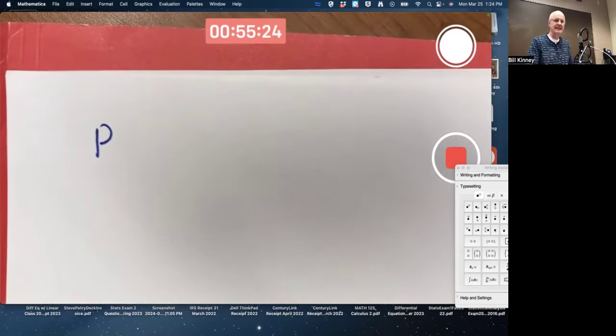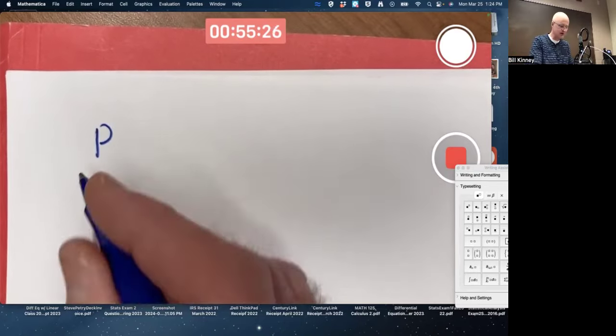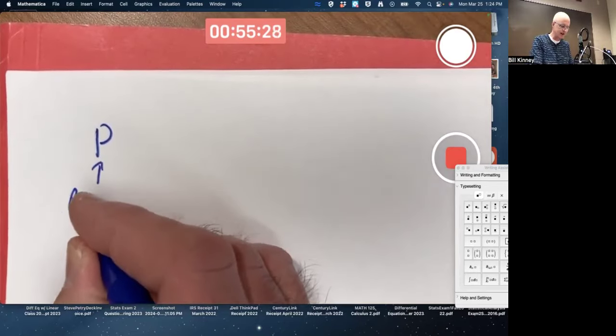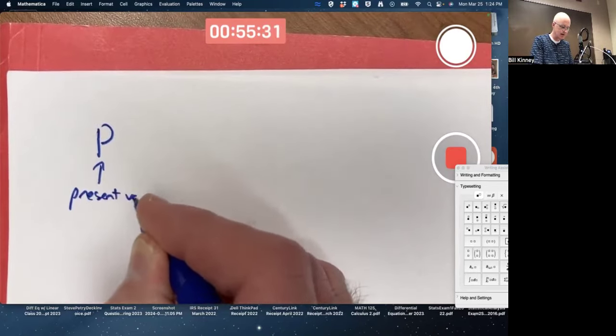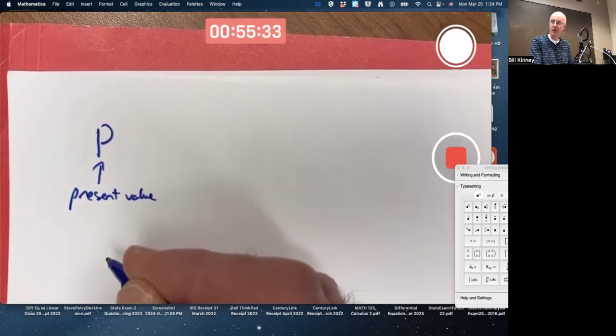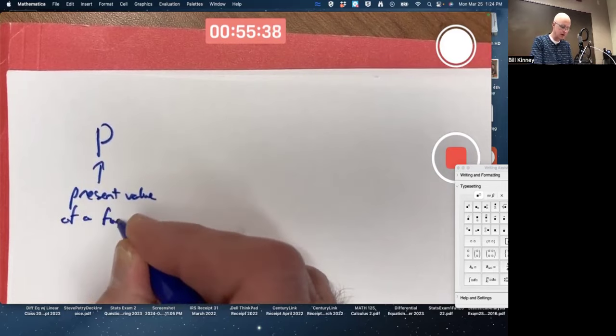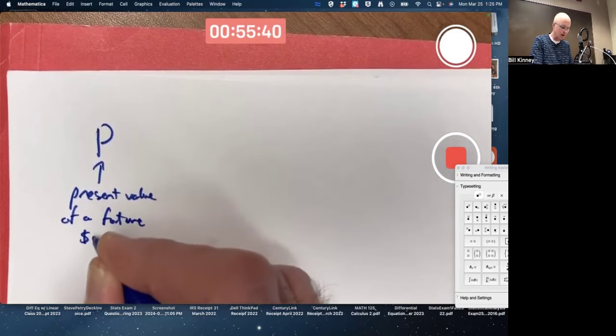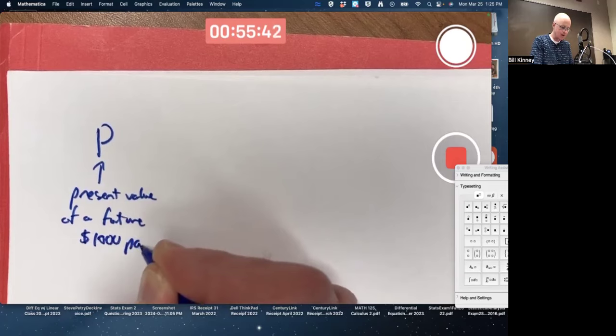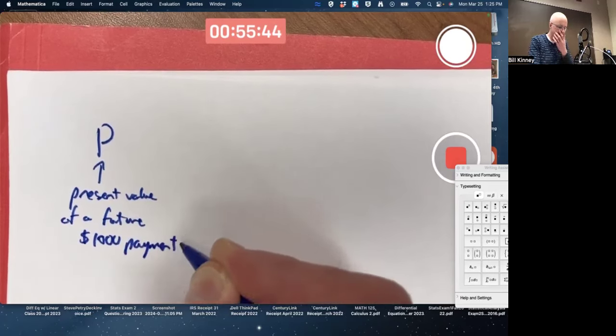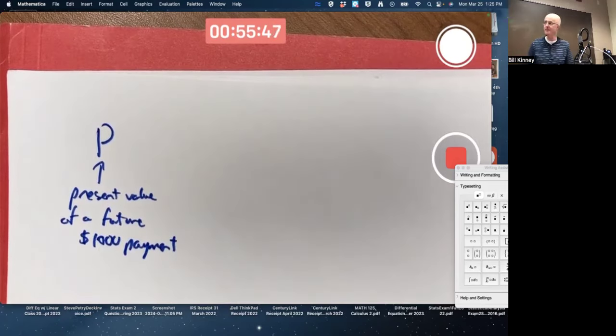So what you're really interested in is the present value. Now I'm going to use just a plain P to represent present value. It's a capital P because it's going to be a random variable of a future $1,000 payment. But the thing that's unknown is not the amount of the payment, but its present value, because you don't know when you're going to make it. You also may not know the interest rate, but for simplicity, we'll assume we know the interest rate.